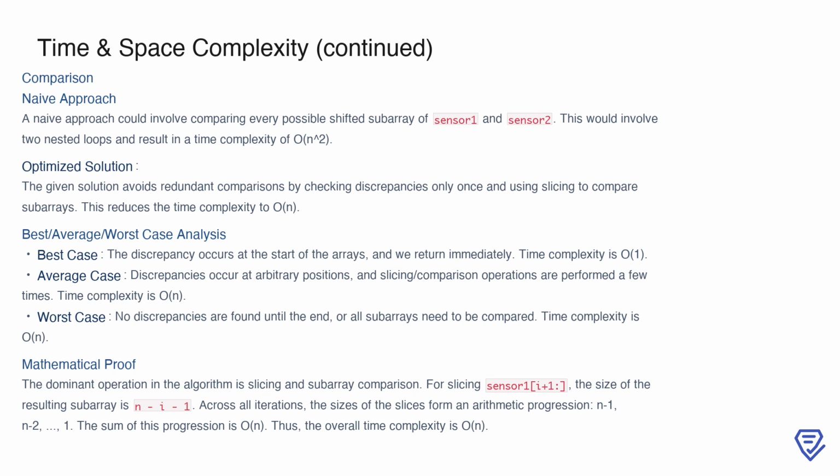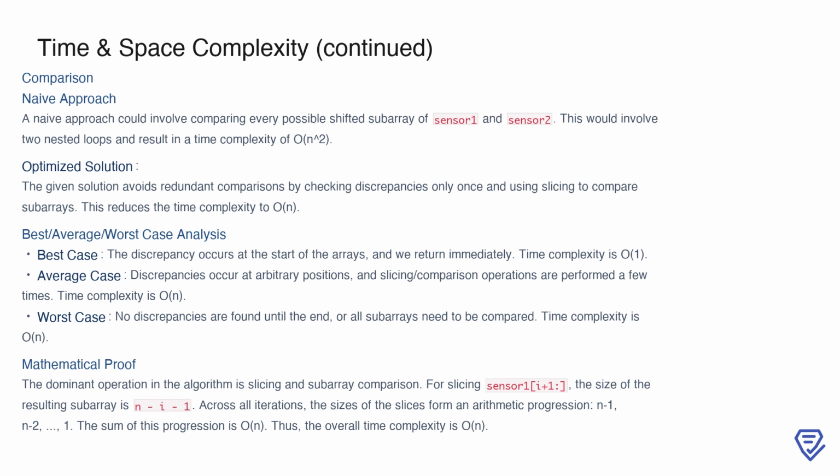A naive method might involve comparing every possible shifted subarray of sensor 1 and sensor 2, which would require two nested loops. This approach has a time complexity of O(n squared), due to the redundant comparisons. In contrast, the optimized solution avoids unnecessary work by focusing on discrepancies and leveraging slicing for subarray comparisons, reducing the time complexity to O(n).